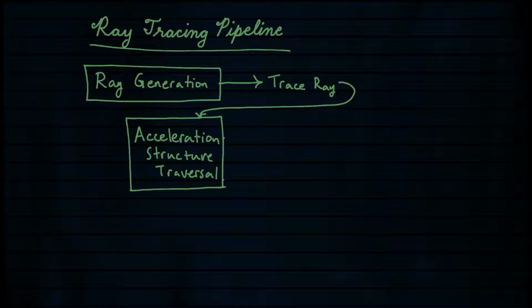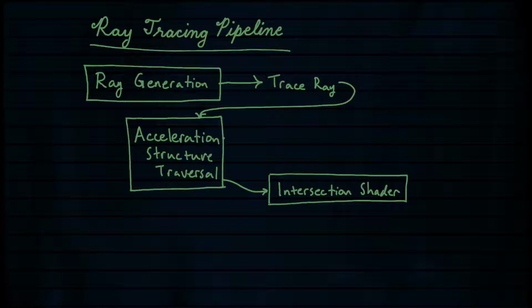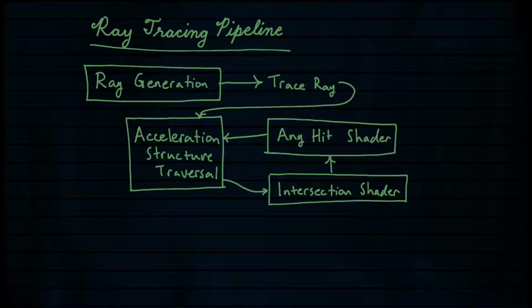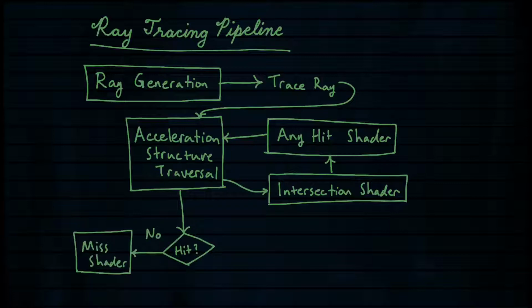Well, once we found an object that we would like to test for intersection, we use an intersection shader. So maybe we're doing ray-sphere or ray-triangle. After we've determined there is an intersection, then we can call an any-hit shader. And this is what the purpose of this video is about, and we're going to talk about that in a little bit. But once we've gone through the entire acceleration structure, we might find that we've run out of objects to check against. So then we ask ourselves, do we have a hit? And if we don't, we're going to call the miss shader.